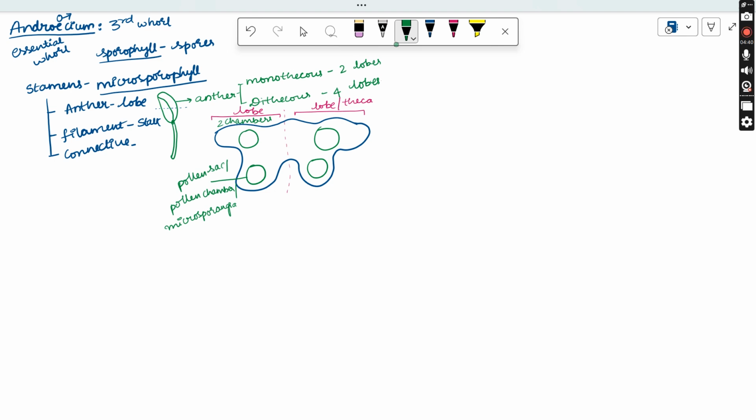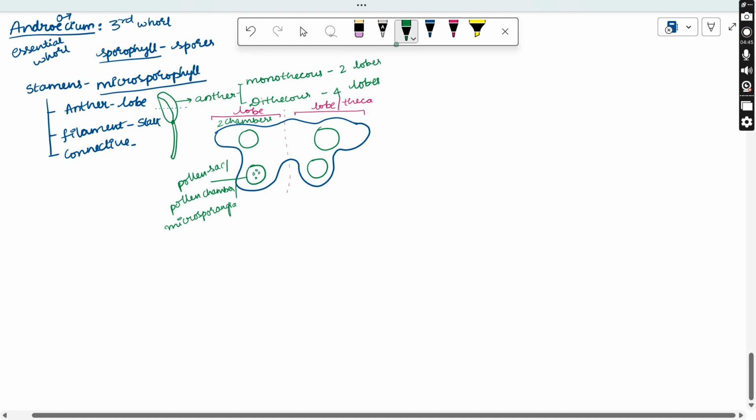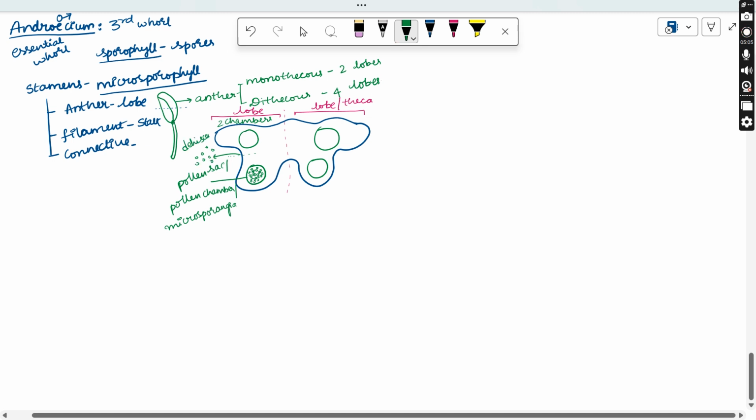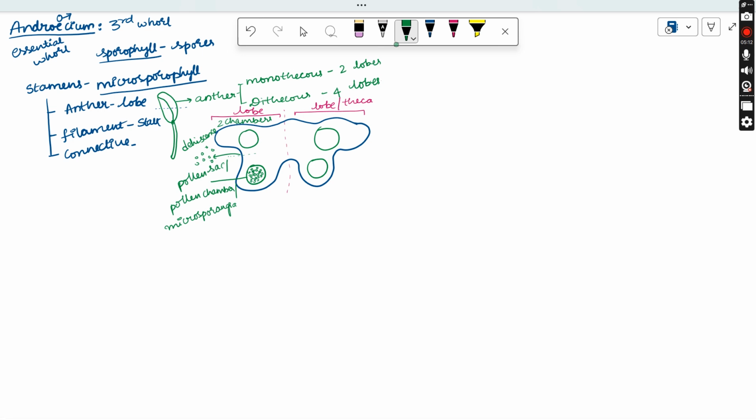Now, the main function of the pollen sac is that all the pollen grains will be produced in a very huge amount in these pollen sacs. Once all the pollen grains are produced in these chambers, the anther walls are going to break and all the pollen grains will be released out. That process we call dehiscence. The dehiscence of anther, all the anther wall is going to break and all the pollen grains are released from the pollen chambers.